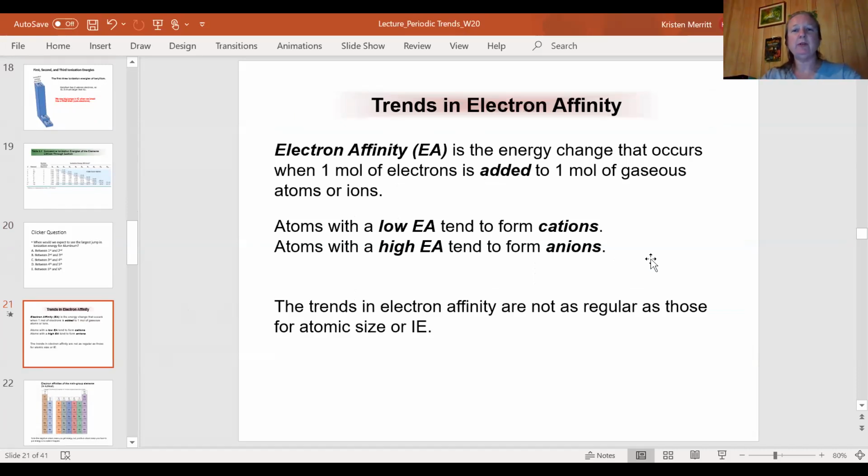Opposite to ionization energy, you have electron affinity, and it's just like it sounds. The affinity means it wants electrons. So this is the tendency to attract electrons. Again, the official definition is the energy change when 1 mole of electrons is added to 1 mole of a gaseous atom or ion. A low affinity means it does not want electrons. If it doesn't want them, it tends to form cations. It wants to give them up, not take them. A high electron affinity means, yes, it does want electrons, and they tend to form ions.